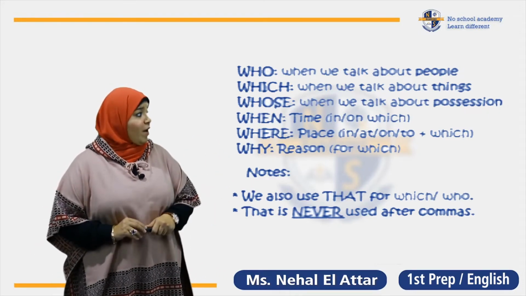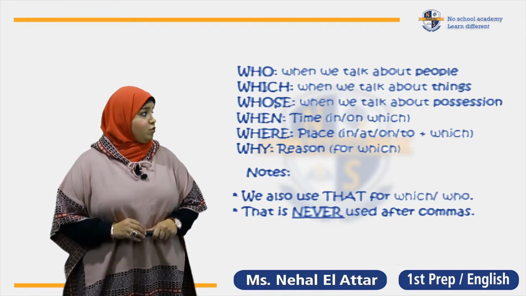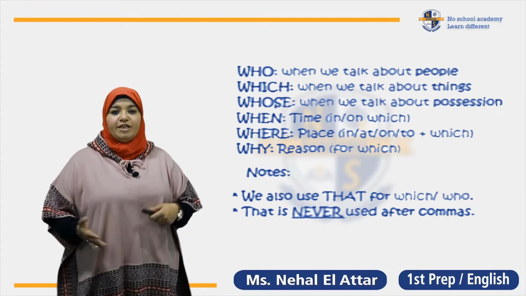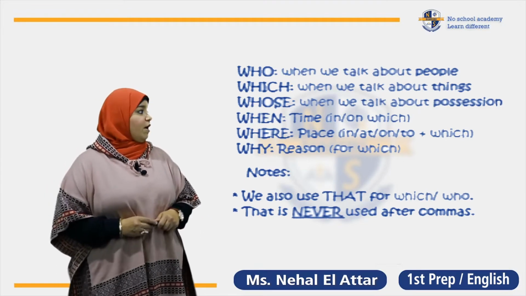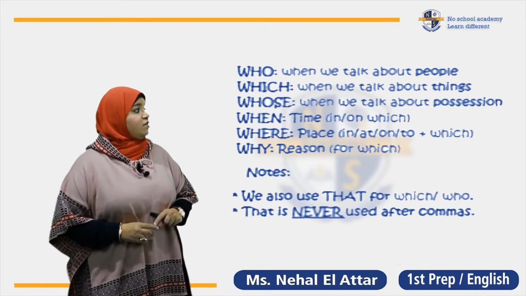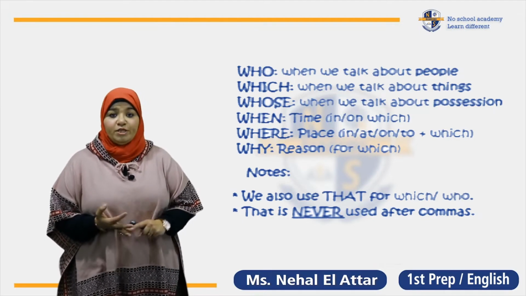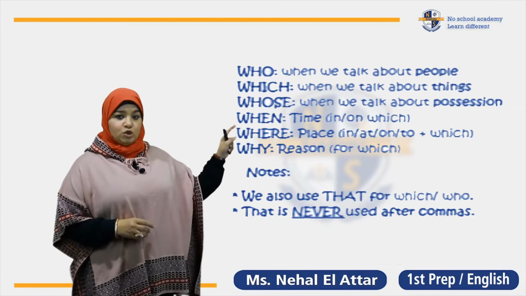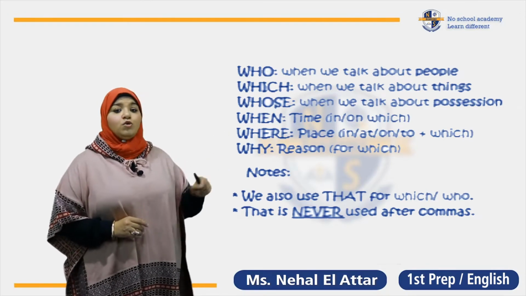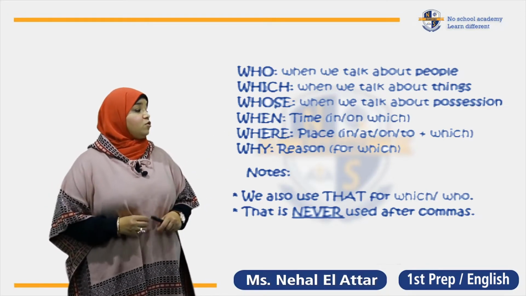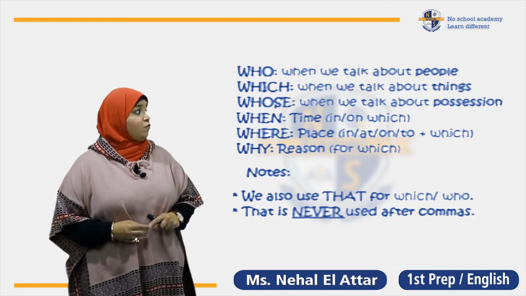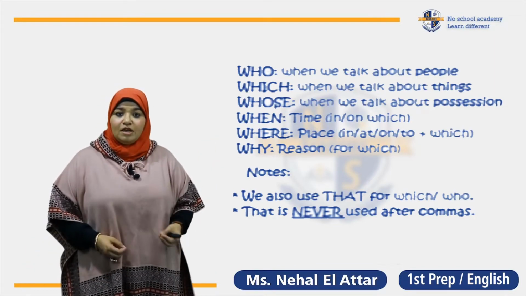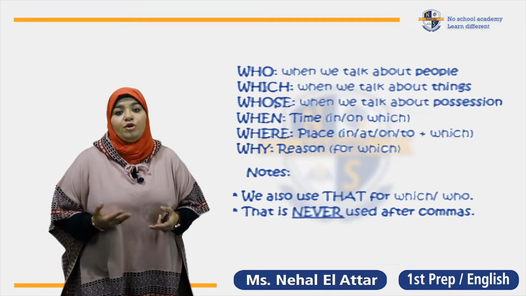Then we go to where, which is of course used to express places, place words, street, room, house, and whatsoever. The alternatives for where are in which, at which, on which, to which. All of these are synonyms for where. Also, we use why to talk about reasons, and the alternative or synonym for why is for which, when we talk about a certain cause or reason.